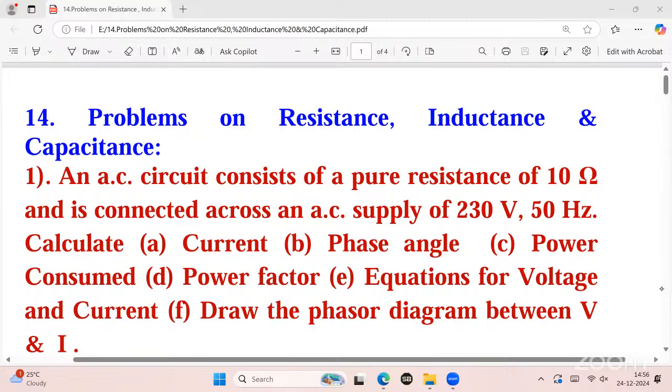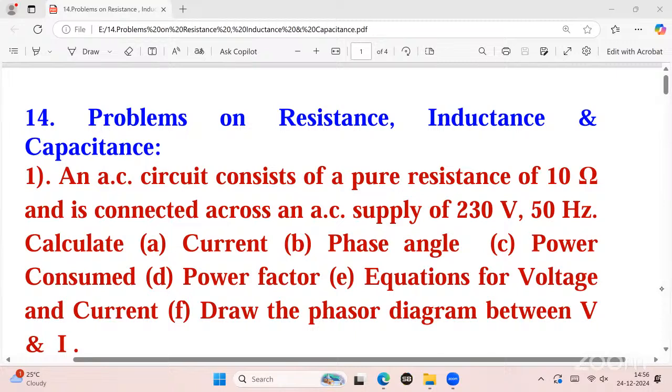First one, current. So which formula will we use? I will tell you the formula. V is equal to IZ. In an AC circuit, V is equal to IZ, Ohm's law. What is that for pure resistance? Can I say V is equal to IR?